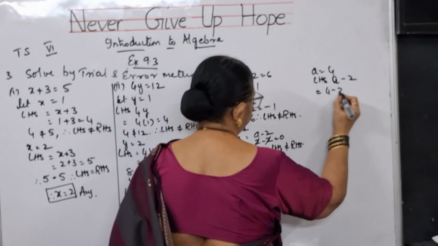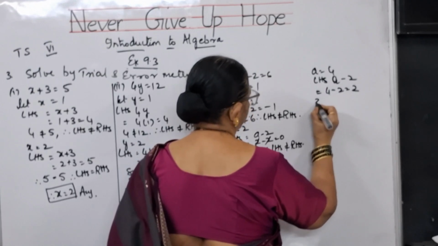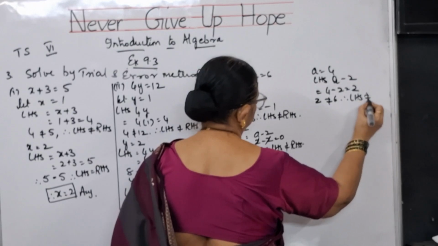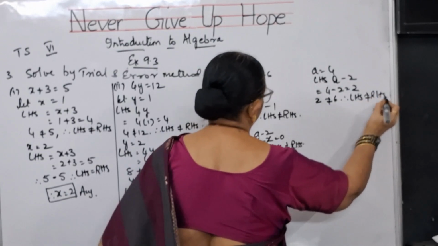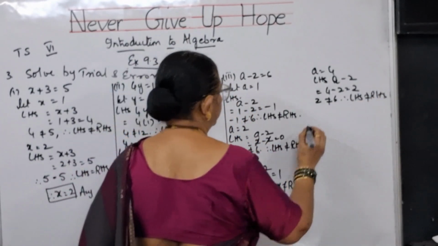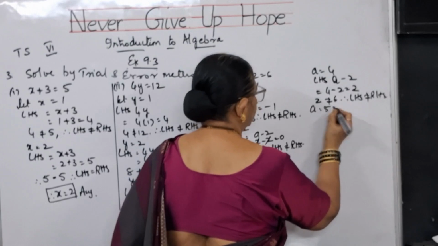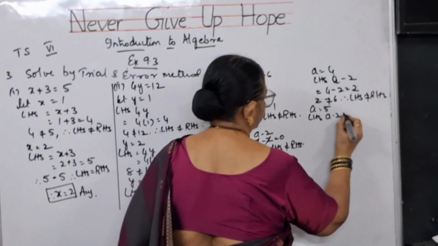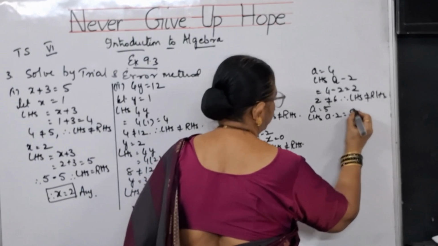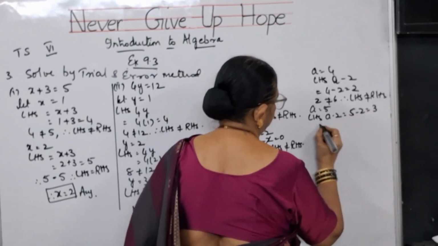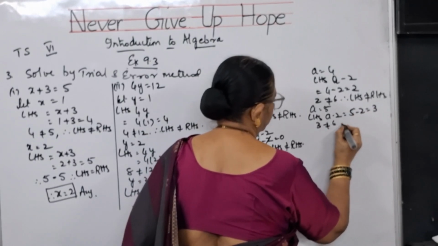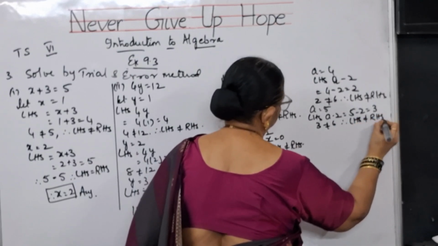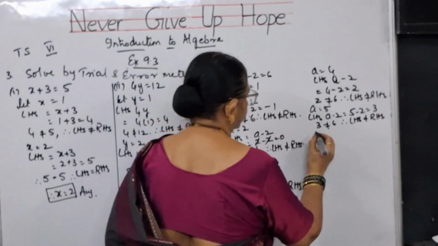LHS is equal to 4 minus 2, that is 2. 2 is not equal to 6. Therefore, LHS is not equal to RHS. A is equal to 5. LHS A minus 2, that is 5 minus 2, that is 3. 3 is not equal to 6. Therefore, LHS is not equal to RHS.